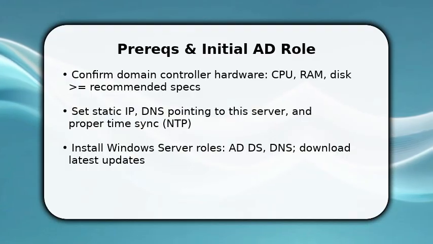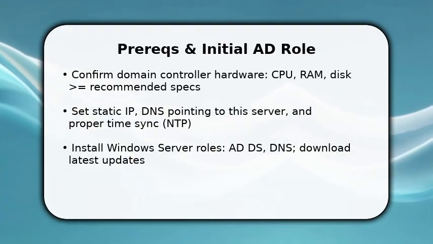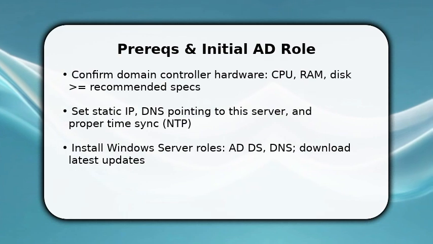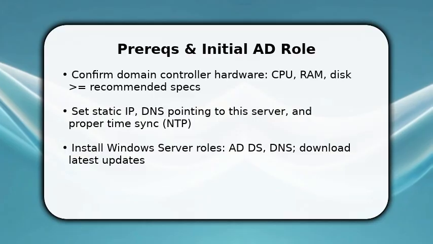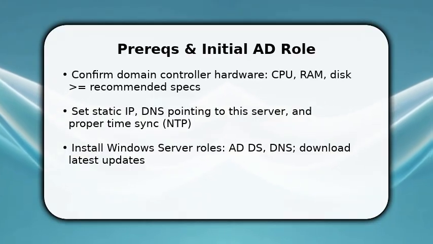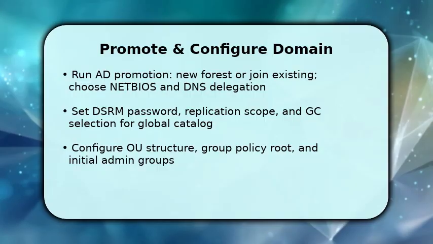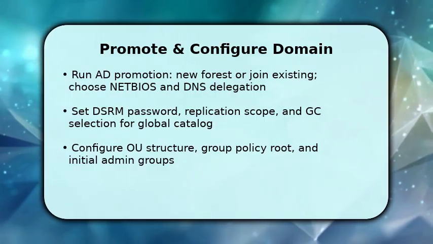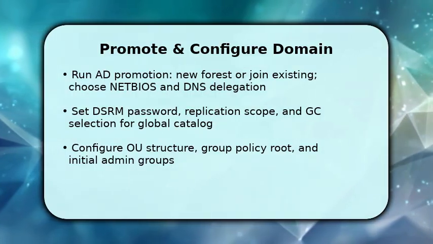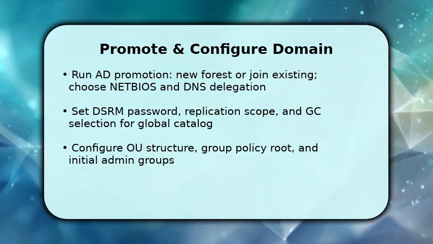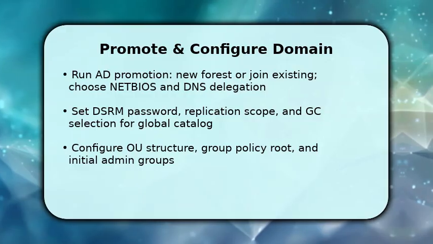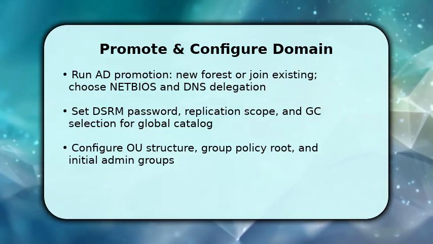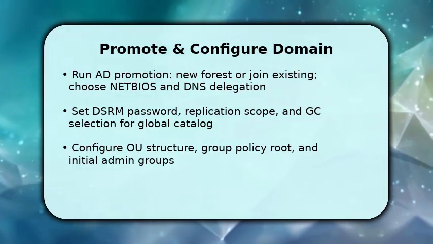Make sure Windows Update is current and reserve any required IP/DHCP entries before you proceed with promotion. You now promote the server and design the domain. If creating a forest, choose a clear FQDN and NetBIOS name. If joining, ensure replication paths are reachable. During promotion, set a secure DSRM password and decide whether this host becomes a global catalog and DNS authoritative source.